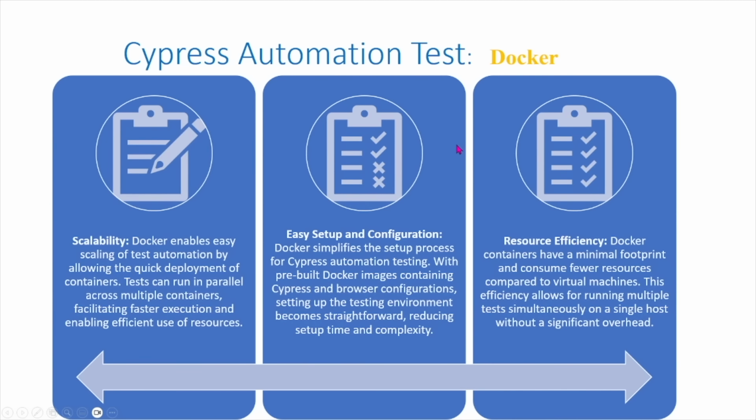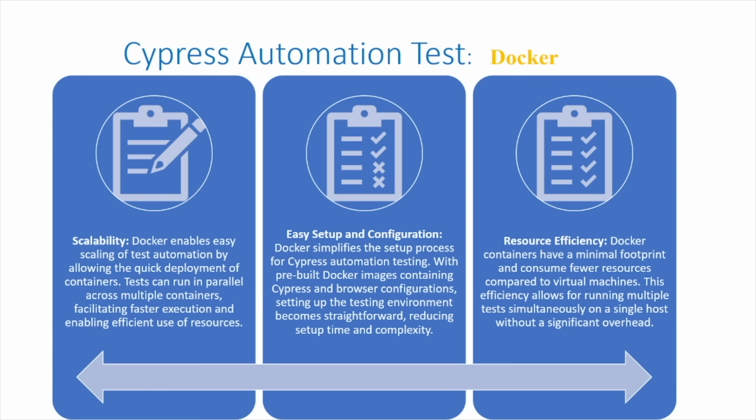So here are some features of Cypress testing within Docker. Scalability. Docker enables easy scaling of test automation by allowing the quick deployment of containers. Tests can run in parallel across multiple containers, facilitating faster execution and enabling efficient use of resources.